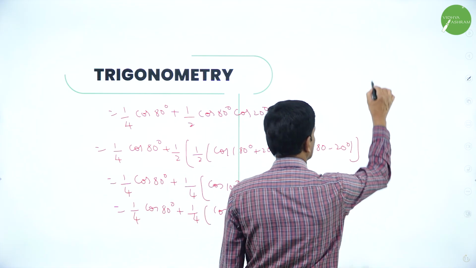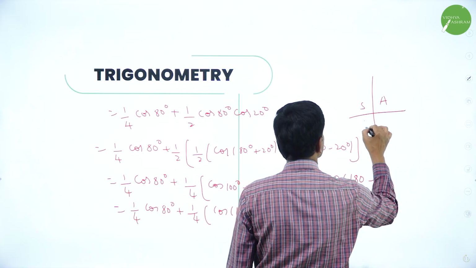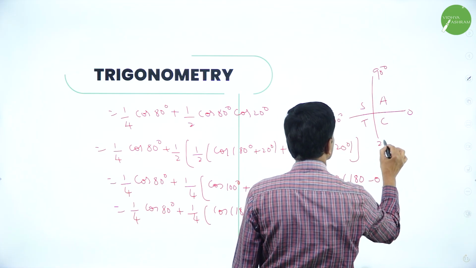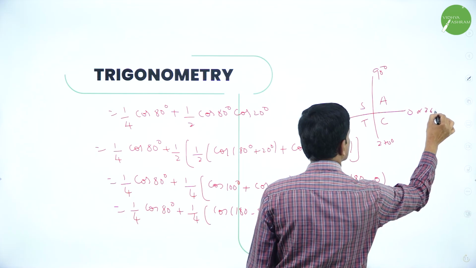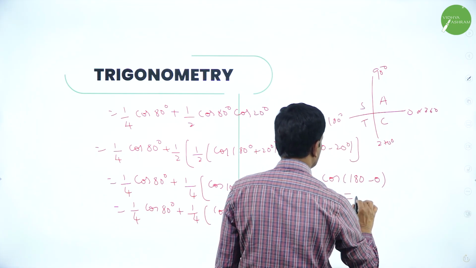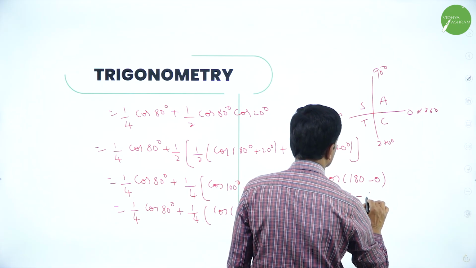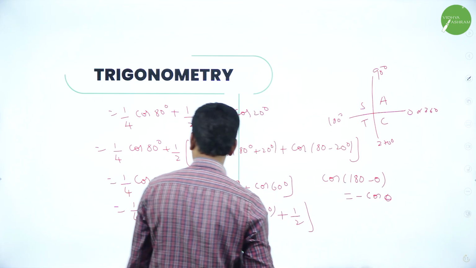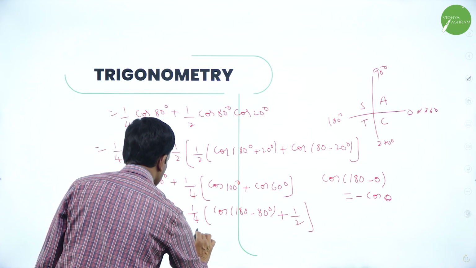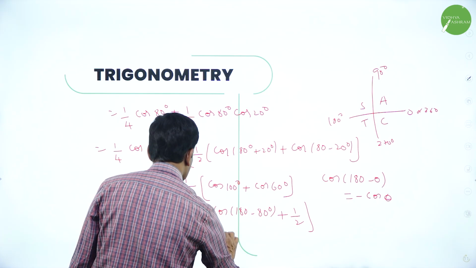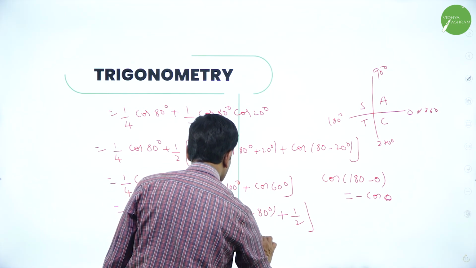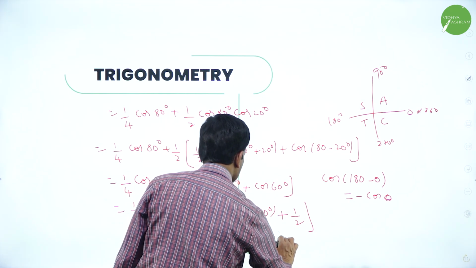Again, you know the formula for cos (180 minus theta). Cos (180 minus theta) comes in which quadrant? 0, 90, 180, 270 or 360. So cos (180 minus theta) comes in the second quadrant. In the second quadrant, cos is negative. So cos (180 minus theta) is minus cos theta. So this becomes 1 over 4 times cos 80 again plus 1 over 4 times cos of (180 minus theta), which is minus cos theta, that is minus cos 80, plus 1 by 2.